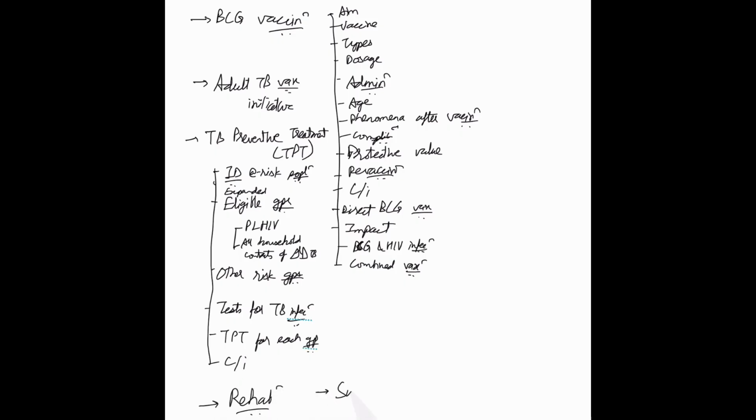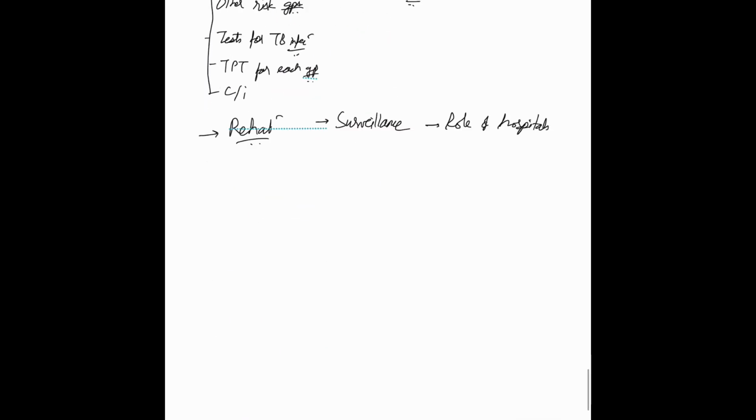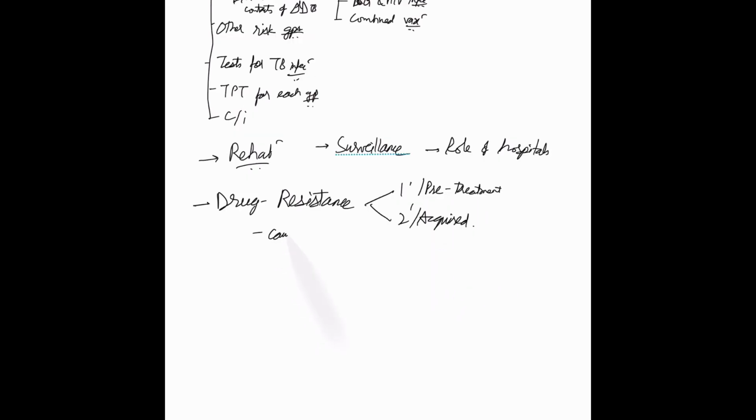And then we discuss drug resistance in detail. Drug resistance can be classified into primary or pre-treatment and secondary or acquired drug resistance. So the causes can be microbiological, clinical, or programmatic.